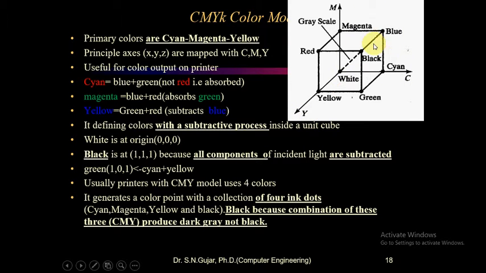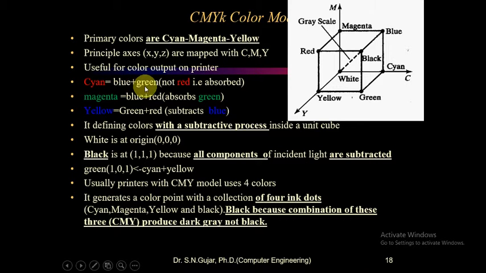In between there is the RGB color model. Red is between magenta and yellow, cyan and yellow give the green color, and cyan and magenta give the blue color. Here again the grayscales are there. The grayscale varies the color combinations from black to white, which is why I represented it with a dotted line. The primary colors are cyan, magenta and yellow, so the principal axes X, Y, Z map to CMY. This is useful for color output on a printer.